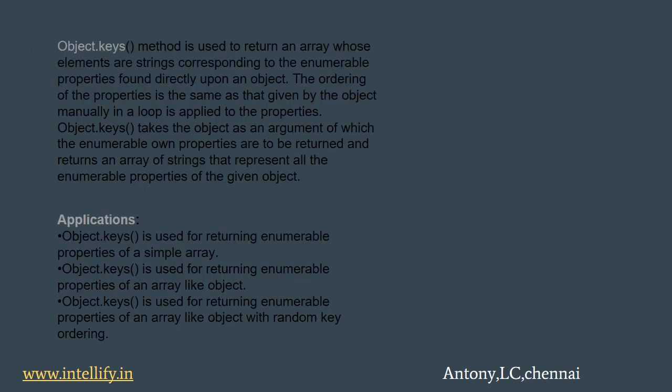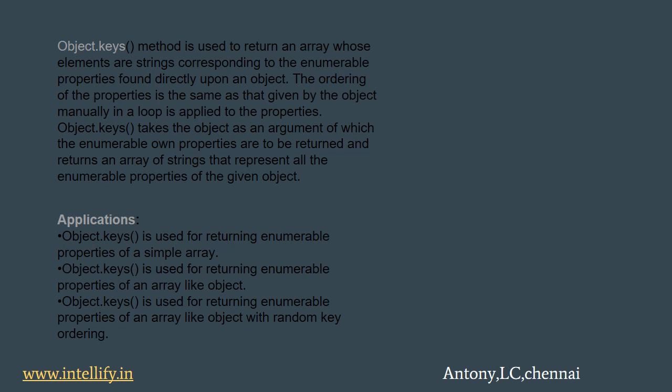As I already told, the Object.keys method is used to return an array whose elements are strings corresponding to enumerable properties found directly upon an object. The ordering of the properties is the same as that given by looping over the object manually. Object.keys takes the object as an argument, of which the enumerable own properties are to be returned, and returns an array of strings that represent all the enumerable properties of the given object.